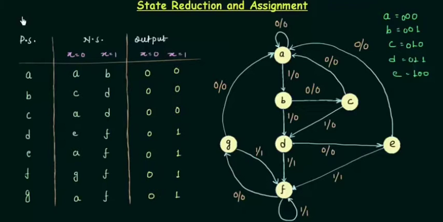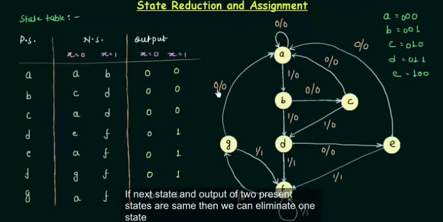I just need a state table. This is my state table, and I will reduce the state or eliminate the state if its next state and the output are same. So this is the important point that you have to remember. This is the output column and this is the next state column depending upon the inputs, and if the next state and the output are same, then I can reduce that state. Let's see how we can do it.